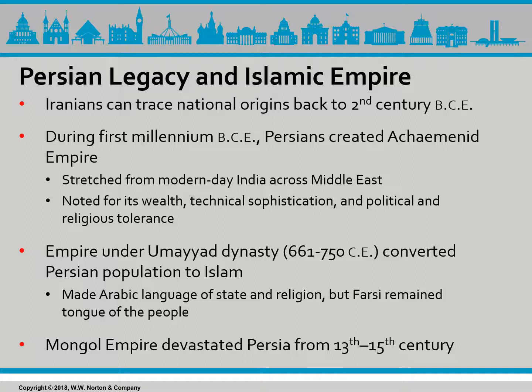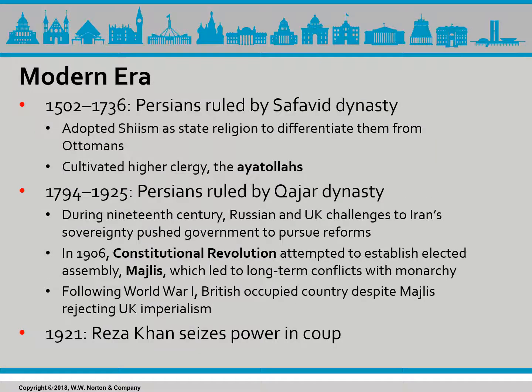And of course, don't forget about the Mongol Empire that devastated Persia from the 13th to the 15th century. That being said, most of the world was devastated by the Mongols at one point or another. Now, the actual modern era, 1502 to 1736, the Persians were ruled by the Safavid dynasty. Now, they were responsible for choosing Shi'ism.